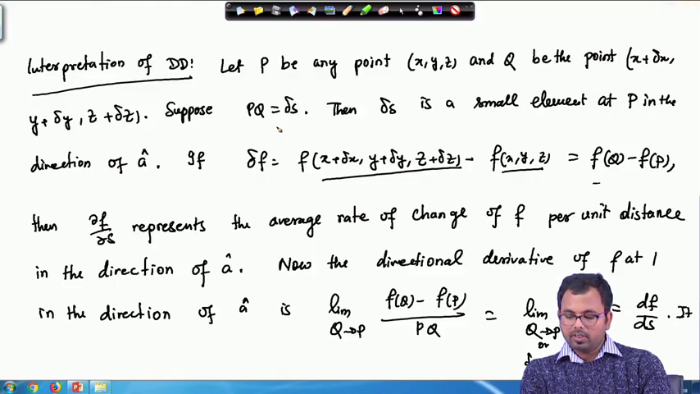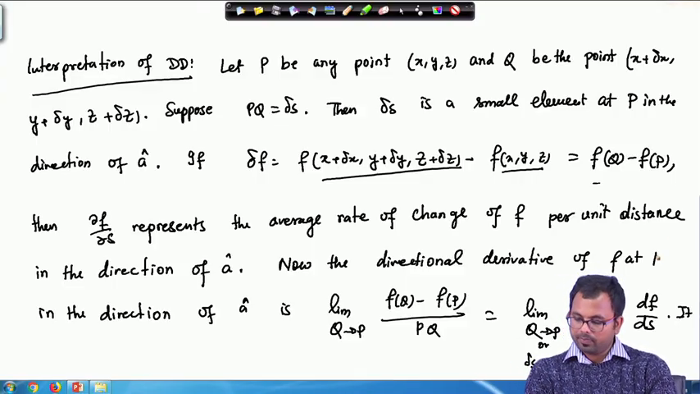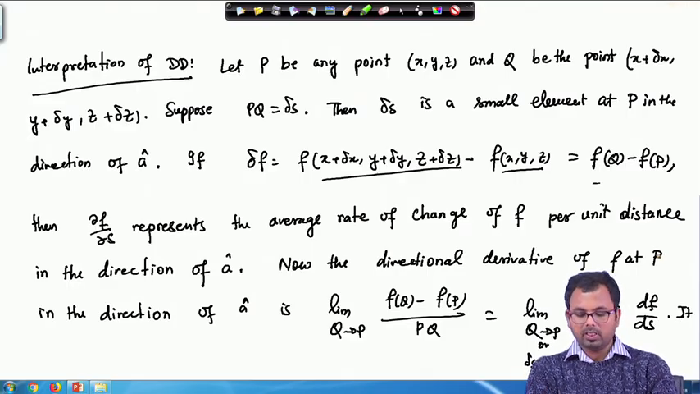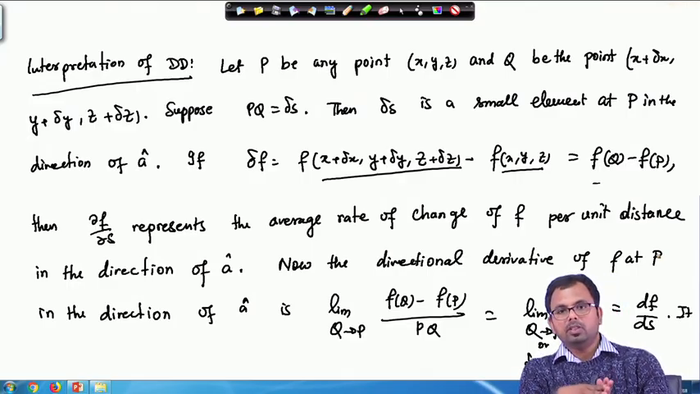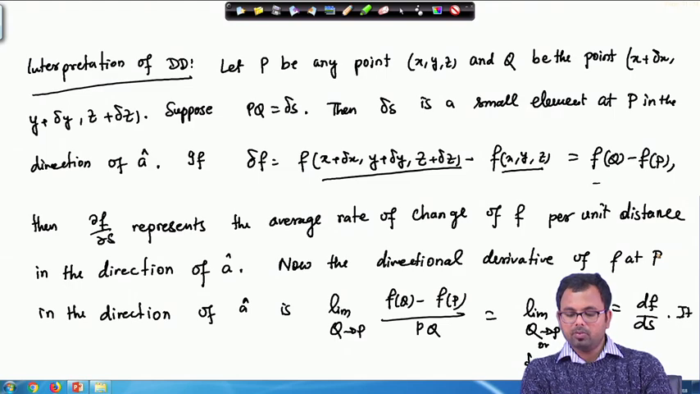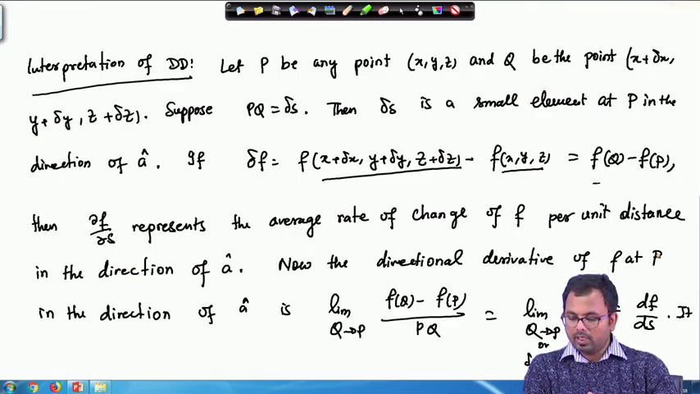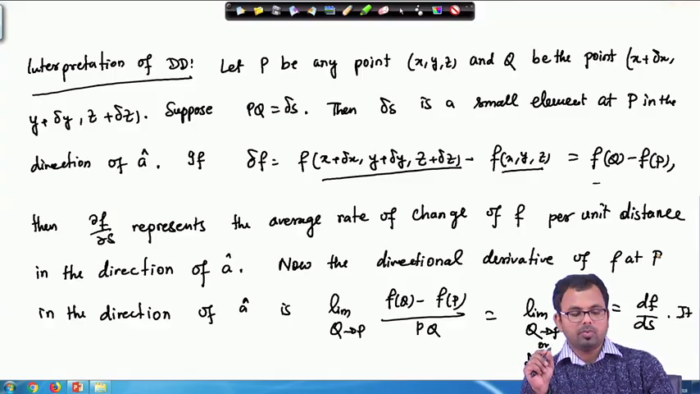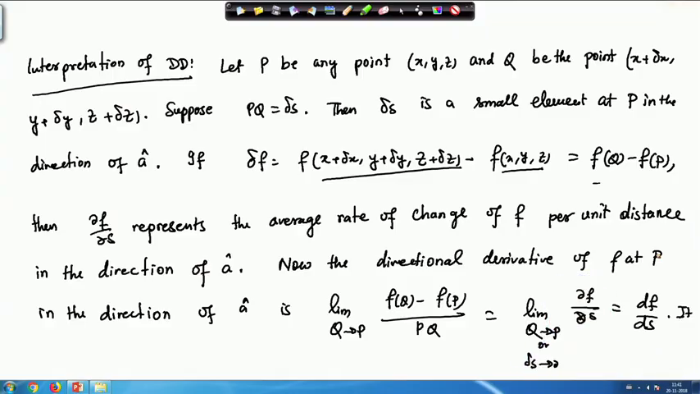So, we always have a unit vector along which we are calculating the rate of change of the function f, and the directional derivative of the function f at this point p is basically, when the limit q goes to p, f q minus f p by p q, which is our del f by del s at the point p. Delta s is a small element at the point p in the direction of a cap. So, that is what we are calculating here. This is basically our rate of change of the function f per unit distance in the direction of a cap at the point p.